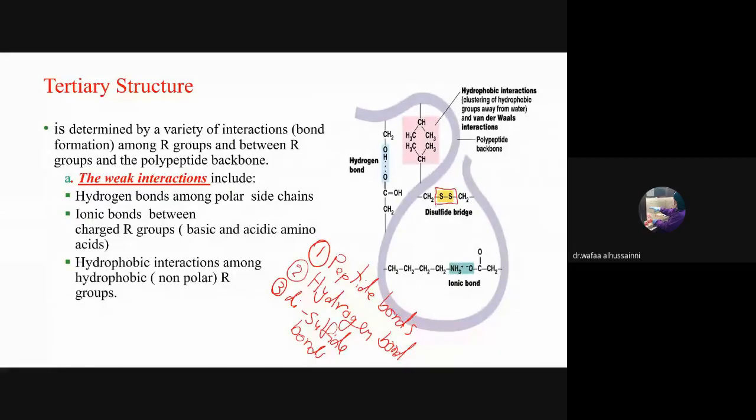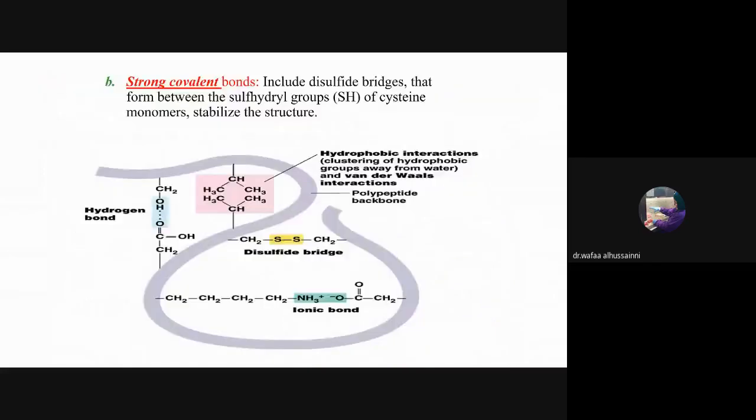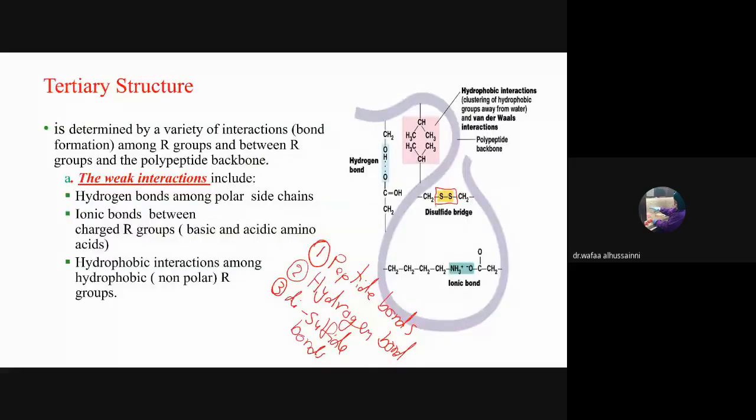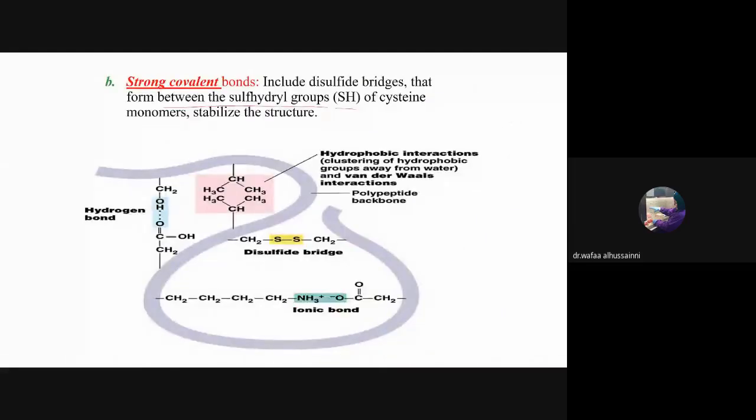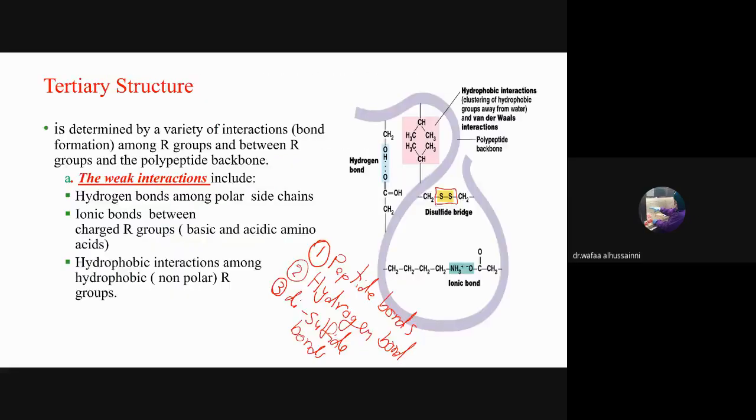So weak interactions, these are the main ones. But there are two types of interactions. Weak interactions, which are hydrogen bonds, ionic bonds, and hydrophobic interactions. But strong interactions are the ones that matter to us in the tertiary structure, which are the disulfide bonds. Okay? The weak ones are there, but they don't maintain the shape of the structure completely. The strong ones are the disulfide bonds. Okay? So the tertiary has 3 types of bonds: peptide bonds, hydrogen bonds, and disulfide bonds.